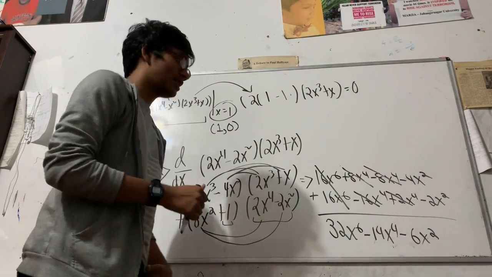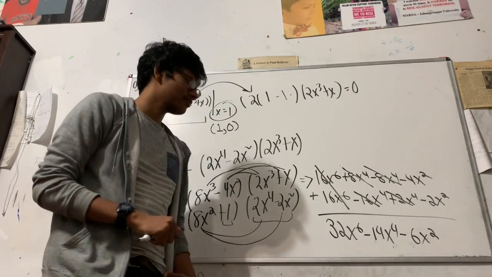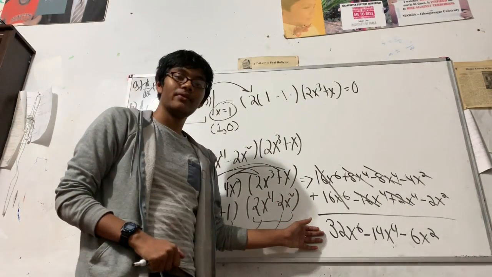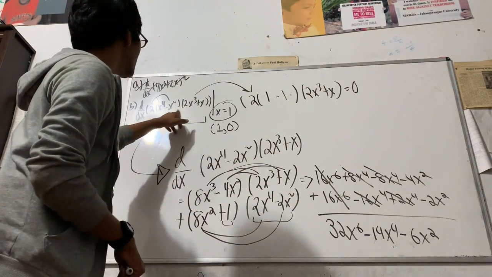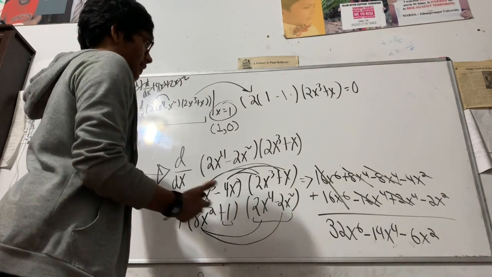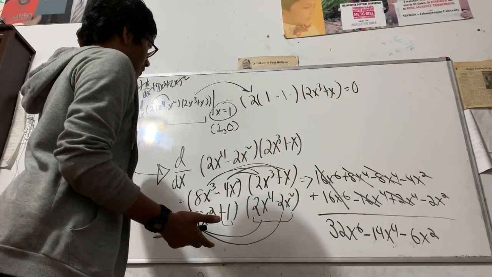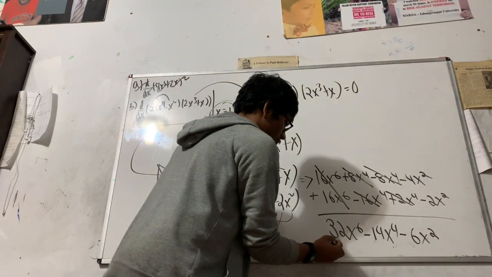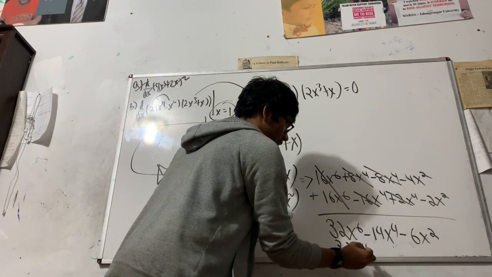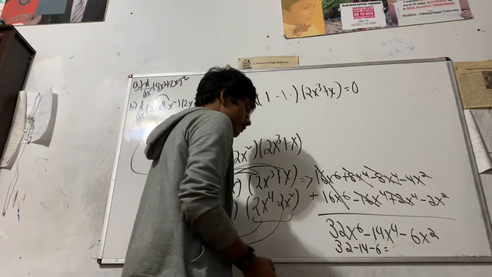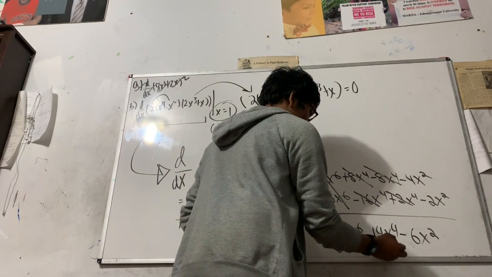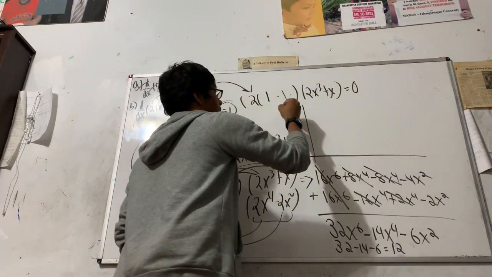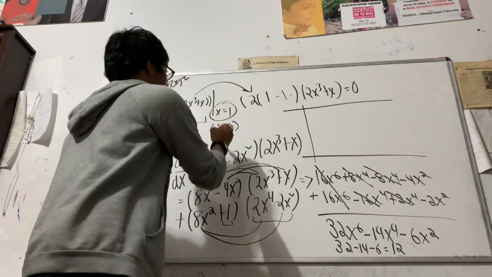So now all we have to do is find the slope of the tangent line. So how do we do that? Well, we found the derivative of our original expression, which you can see is this. And now that we found the derivative, we're just going to plug in 1 for x over here. So plugging in 1 for x, we get 32 minus 14 minus 6. Go ahead and compute that. That's going to give you 12, meaning that the slope of our tangent line is 12. And we already have a point, which is (1, 0).